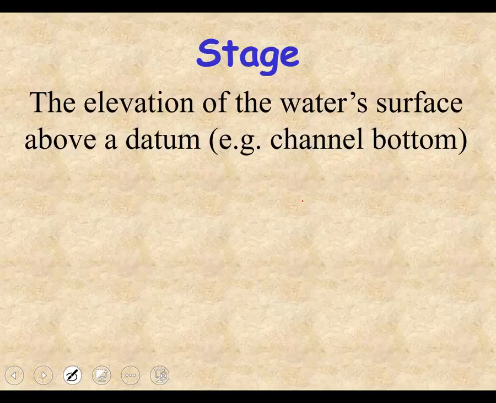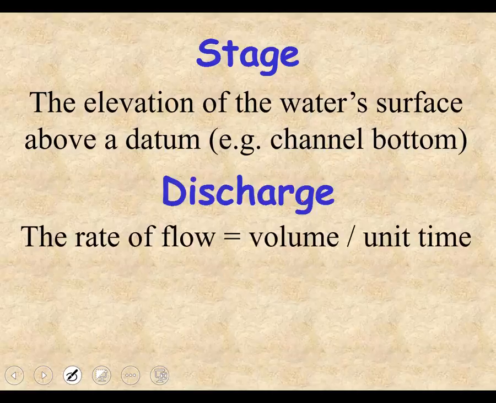Now, because we're interested in flooding, we want to know not just how much rain fell, but what's happening in the channel. And so we need to think about a couple of measures of the channel flow. One is the elevation of the water surface in the channel. Okay, so that's called the stage. And so low water is considered low stage to high stage. Okay? The second is the discharge.